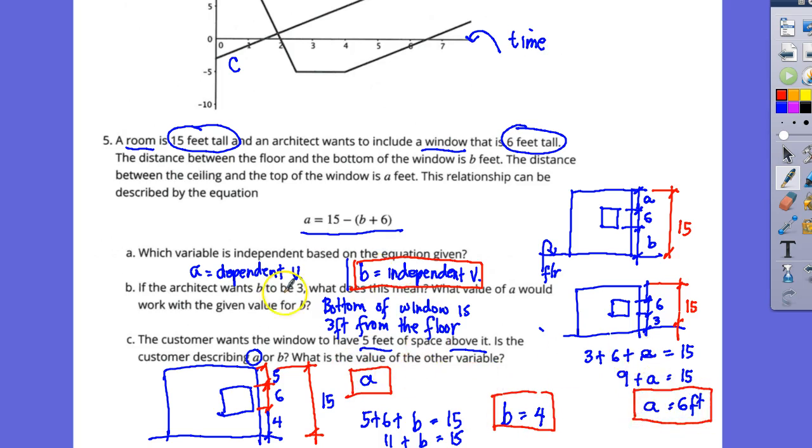All right. For problems like this, it will be helpful to make a sketch like this and then label it, so you can see what's going on.